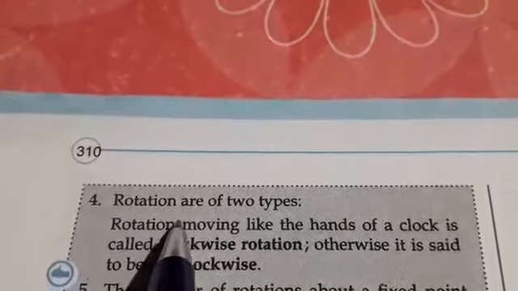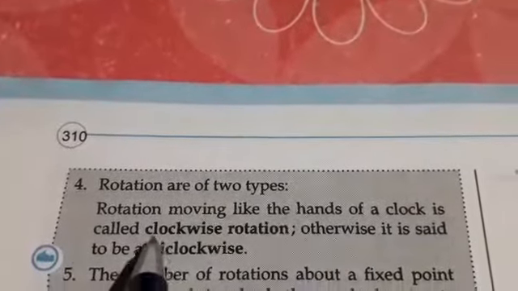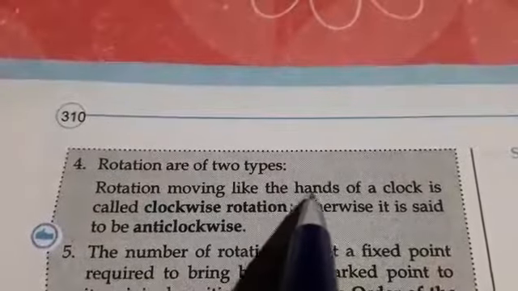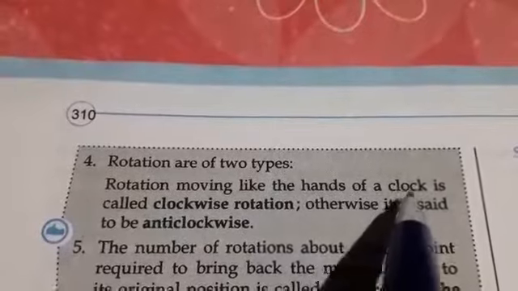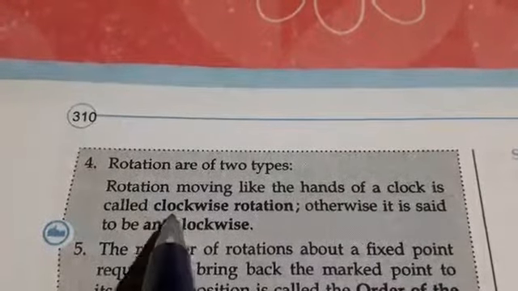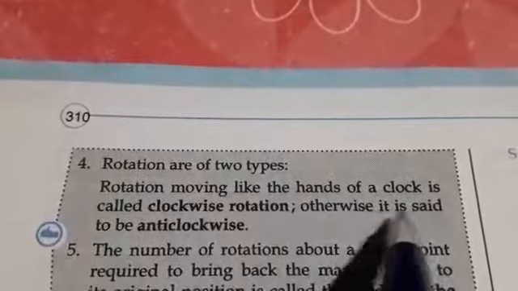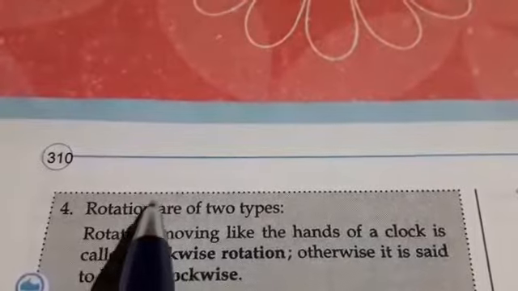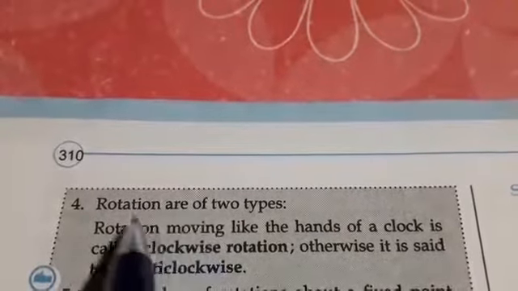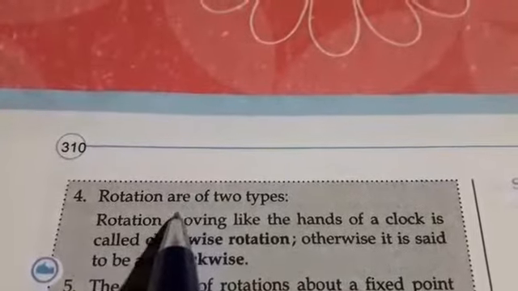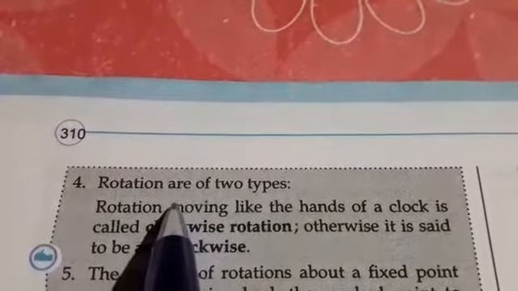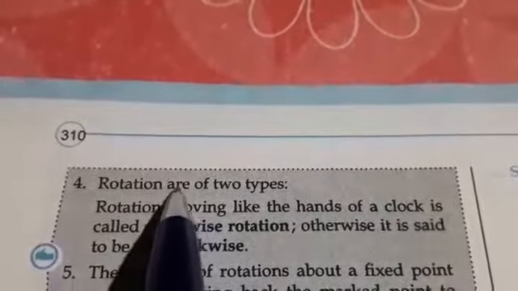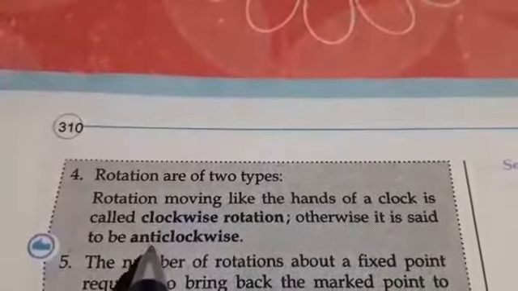Next point is that rotations are of two types: clockwise rotation and anti-clockwise rotation. Rotation moving like the hands of the clock is called clockwise rotation. Otherwise, it is said to be anti-clockwise. Rotation from left to right in this way is known as clockwise rotation, and rotation of any object opposite to clockwise, that is right to left, is known as anti-clockwise rotation.